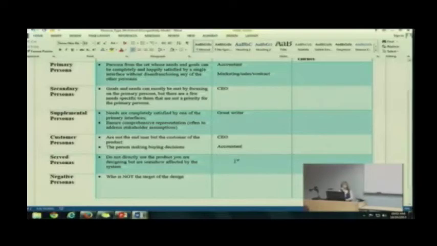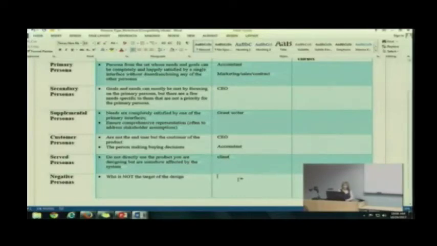Served persona, who might be a served persona? The client. So a client for this nonprofit is not going to be using their contracts management software, but do you think they are affected by it? Absolutely. They will be affected by it. Make sense? Yes? No, maybe? Most of you are so quiet.